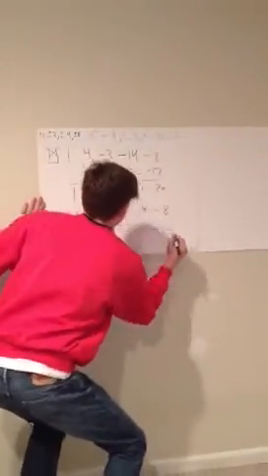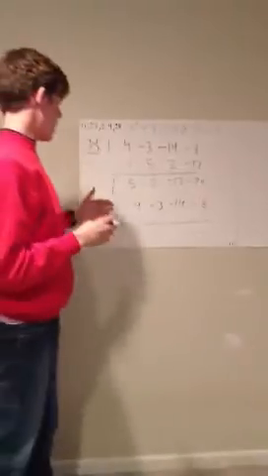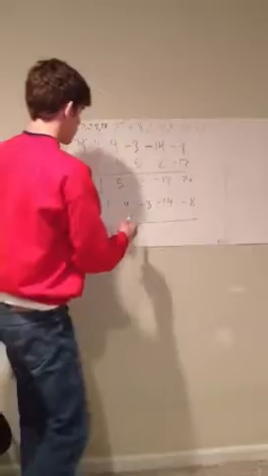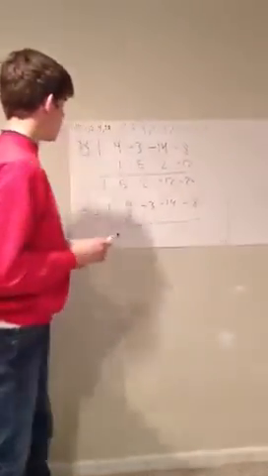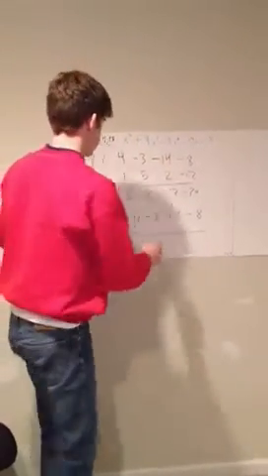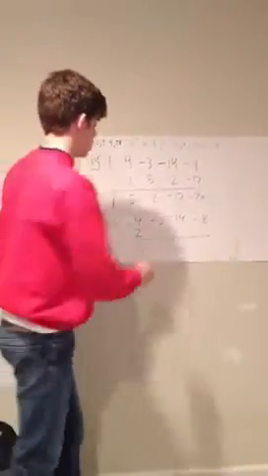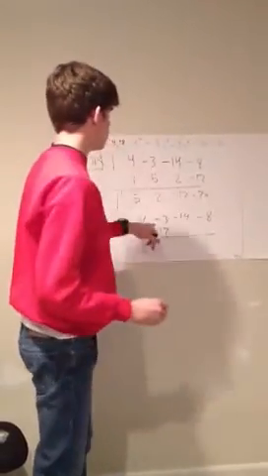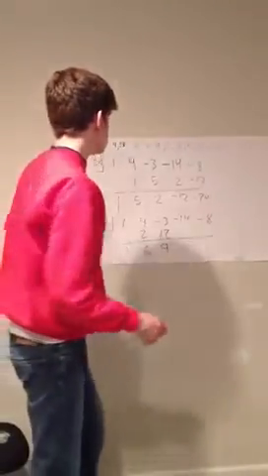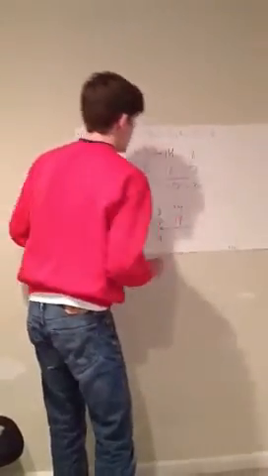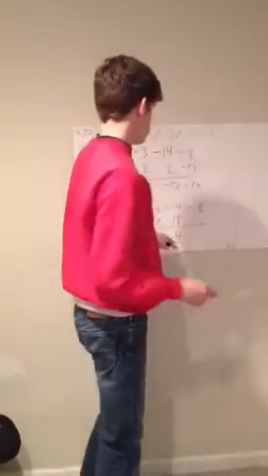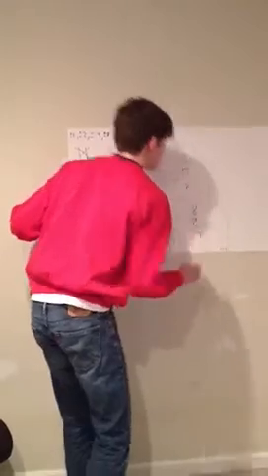So draw your line. Okay, now you bring down your 1, you get 1. Now you multiply by your 2, you're going to get a 2. Now you're going to add the 4 and the 2, you're going to get 6. Now you're going to multiply your 2 and your 6 and you're going to get 12. You're going to add these together, you're going to get 9. Then you're going to multiply your 9 and your 2 and you're going to get 18. Add these together and you're going to get a 4. Multiply your 2 by your 4 and you're going to get 8. Now you got your 0.